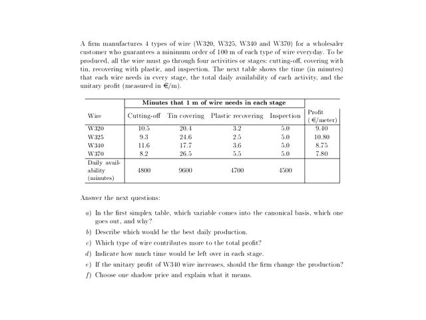Answer the next questions. A. In the first simplex table, which variable comes into the canonical basis, which one goes out, and why? B. Describe which would be the best daily production. C. Which type of wire contributes more to the total profit? D. Indicate how much time would be left over in each stage. E. If the unitary profit of W340 wire increases, should the firm change the production? And F. Choose one shadow price and explain.